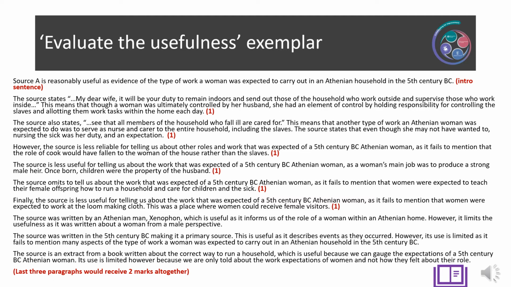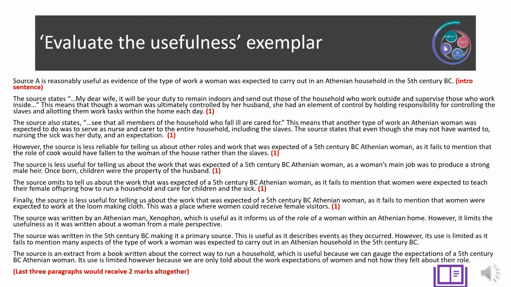The source also states, quote, "See that all members of the household who fall ill are cared for." This means that another type of work an Athenian woman was expected to do was to serve as nurse and carer to the entire household, including the slaves. The source states that even though she may not have wanted to, nursing the sick was her duty and an expectation. However, the source is less reliable for telling us about other roles and work that was expected of a 5th century BC Athenian woman, as it fails to mention that the role of cook would have fallen to the woman of the house rather than the slaves.